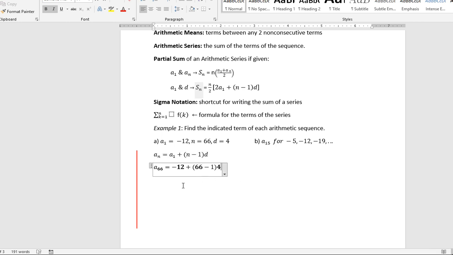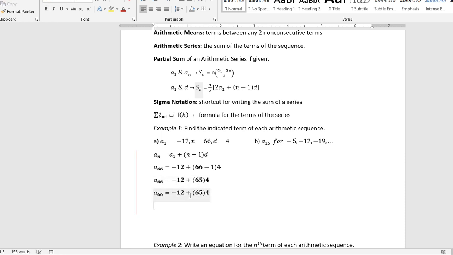And then we just have some simple math to do. So let's copy this again. A sub 66 will be, well, this is going to be 65. We'll have to figure out what 65 times 4 is. And I don't really care if you show me every step, you could just put this in your calculator and say, okay, I can do negative 12 plus 65 times 4 as long as I do that multiplication first. And this math becomes 248. So that would be your answer right there.